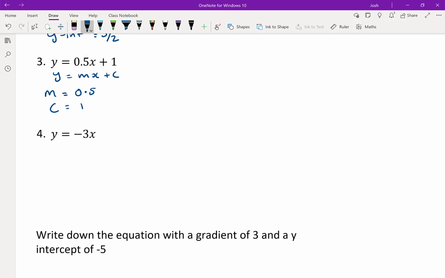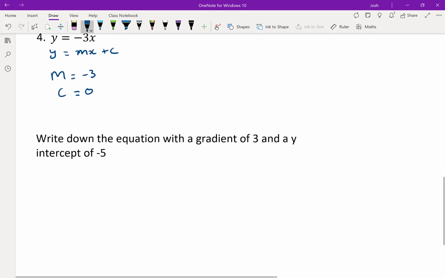So, lastly, let's check and see y equals mx plus c. Does it match? What's my gradient? This time it is equal to -3. What about the y-intercept? Well, I don't have anything added on, so the y-intercept here is just 0.